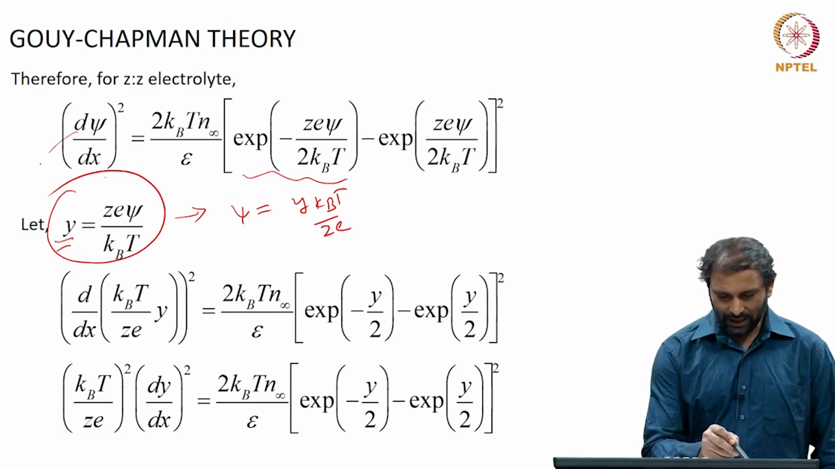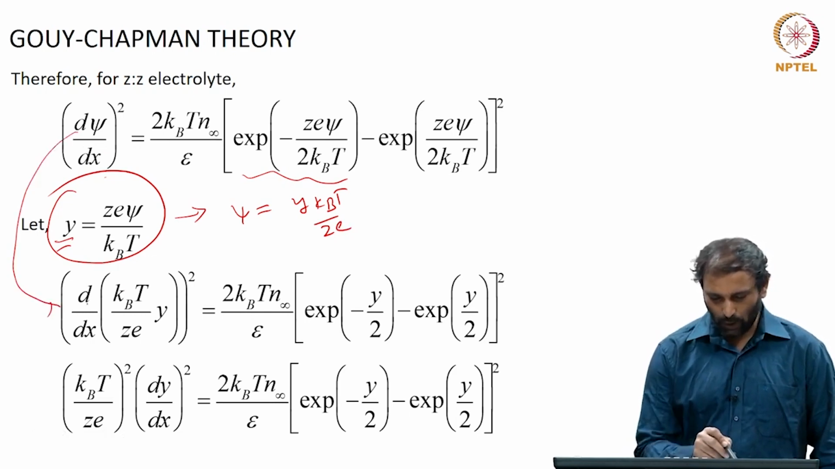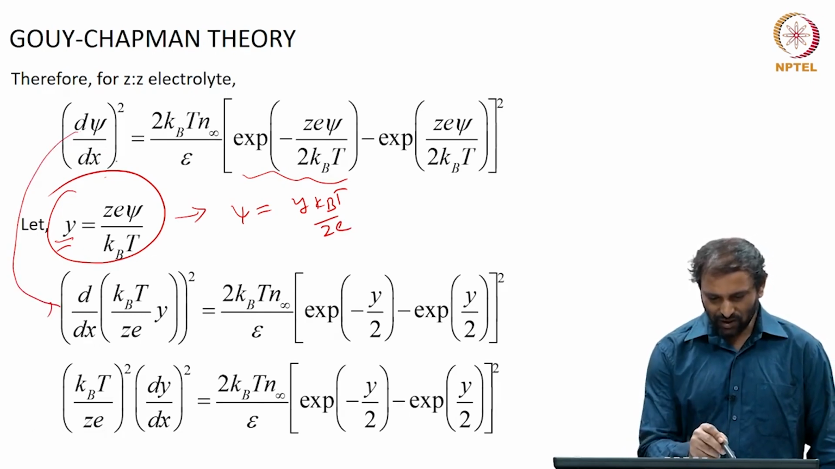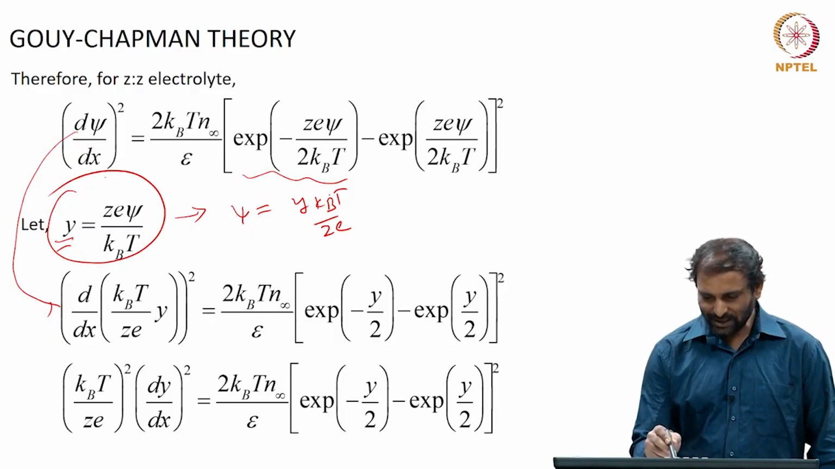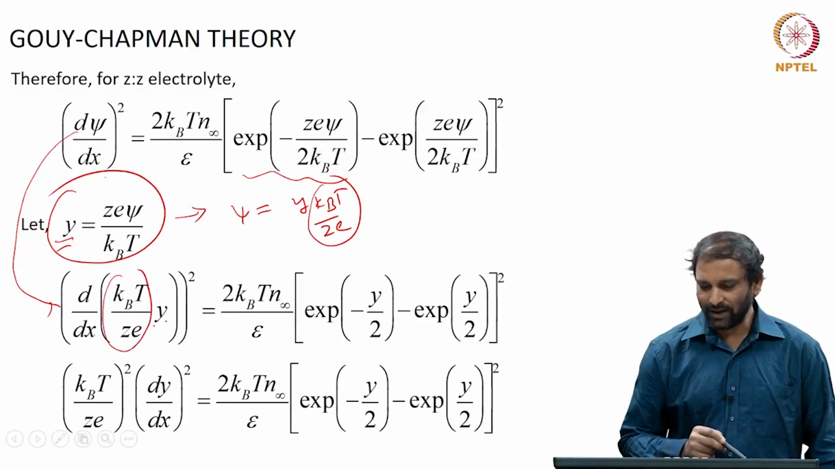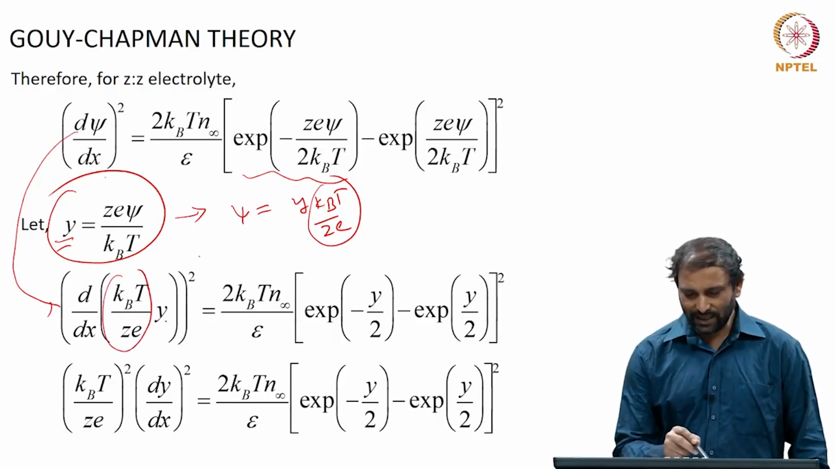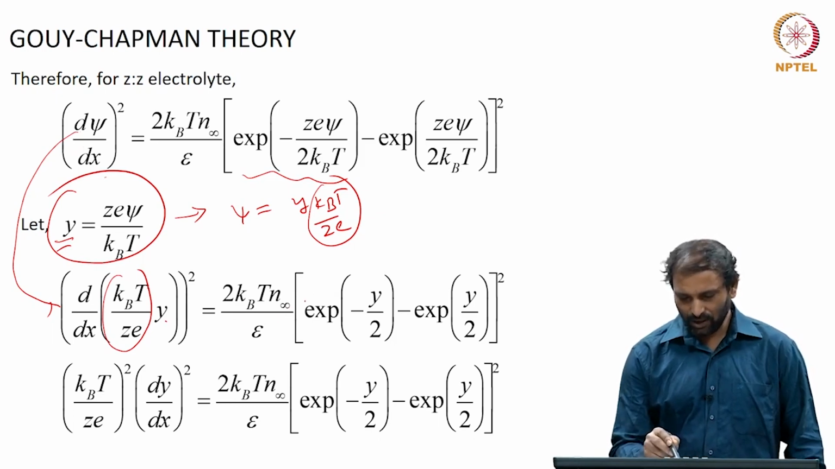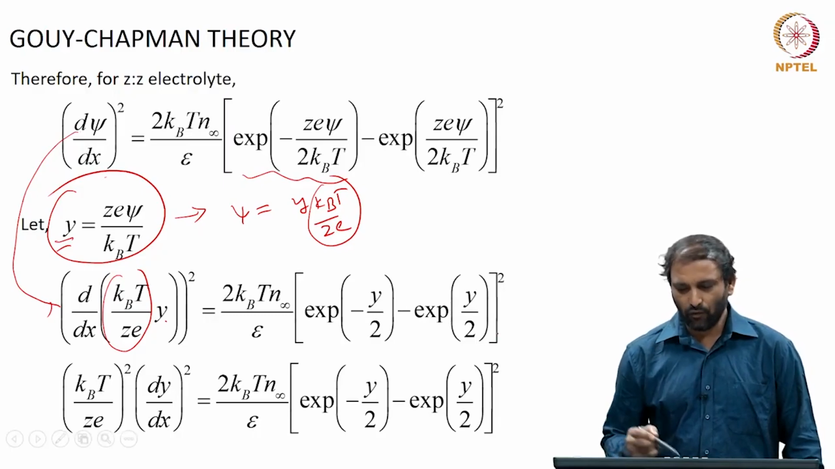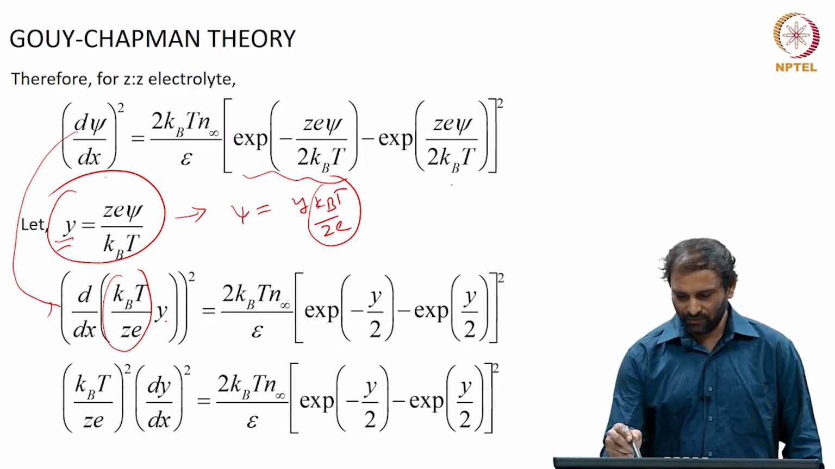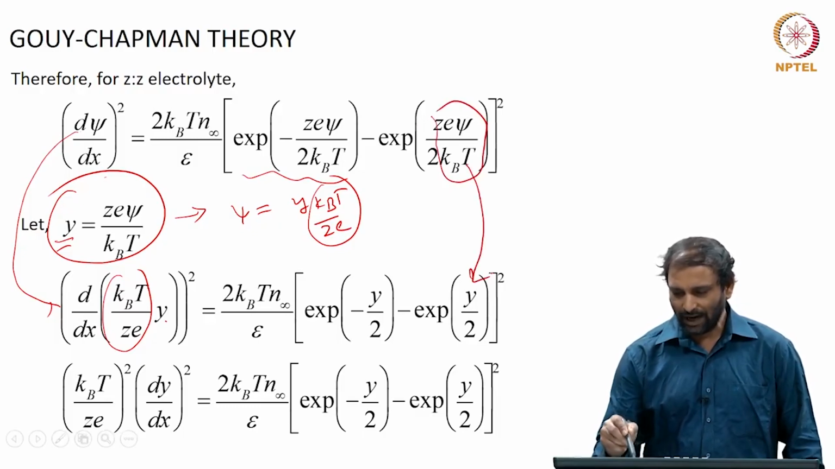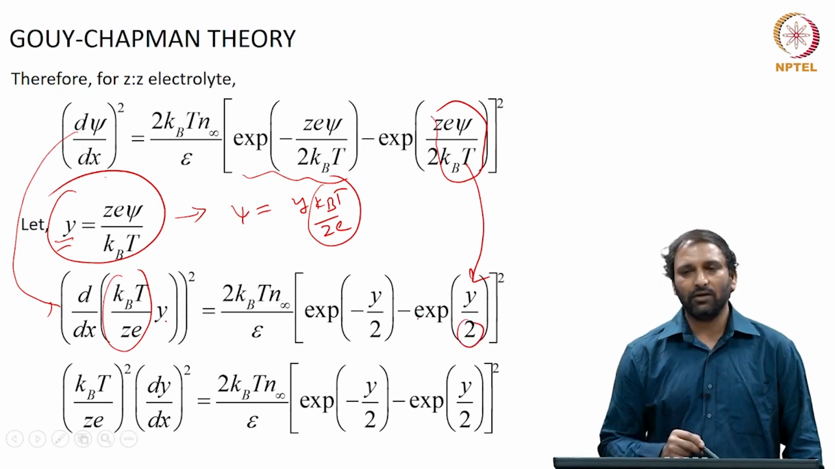So therefore, I can replace psi in terms of y. So I have d by dx. Instead of psi, I am going to replace it with y kBT divided by Ze, that is this term, multiplied by y, and the right hand side becomes 2 kBT n infinity by epsilon into exponent of y by 2 minus exponent of minus y by 2, because we have substituted this to be y. Therefore, I have y here and I have 2 in the denominator.